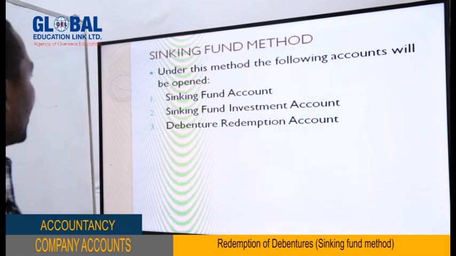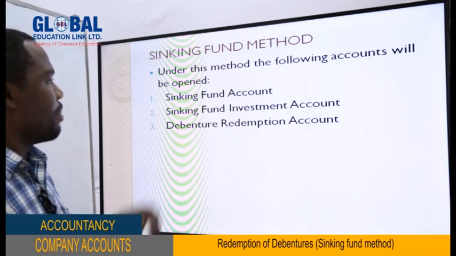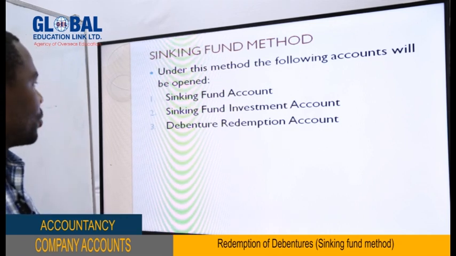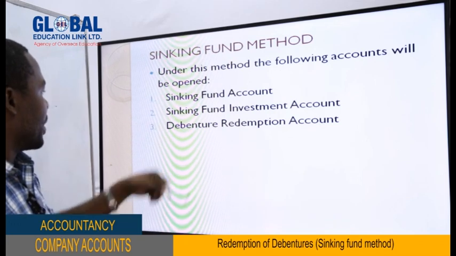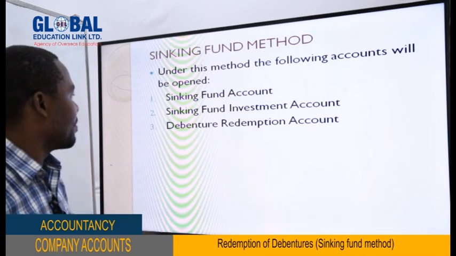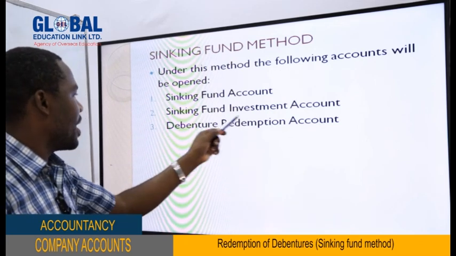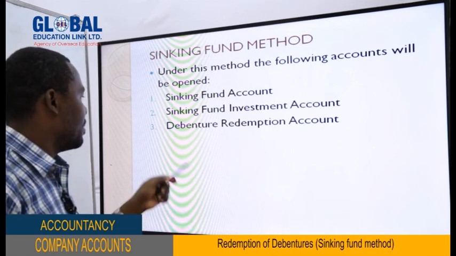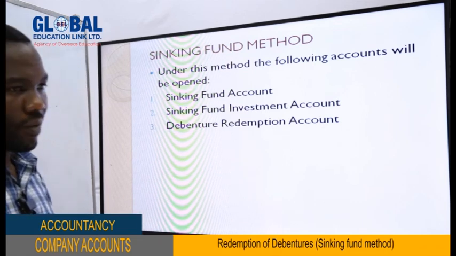Okay? So under this method, the main accounts to be opened are three, and these will include the sinking fund account, the sinking fund investment account, and the debenture redemption account.